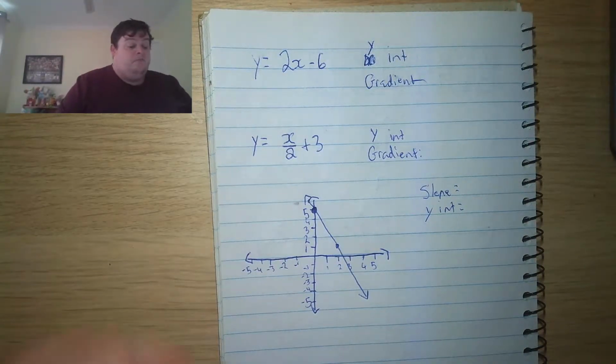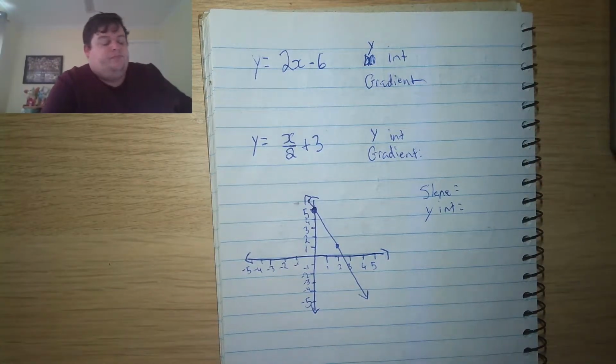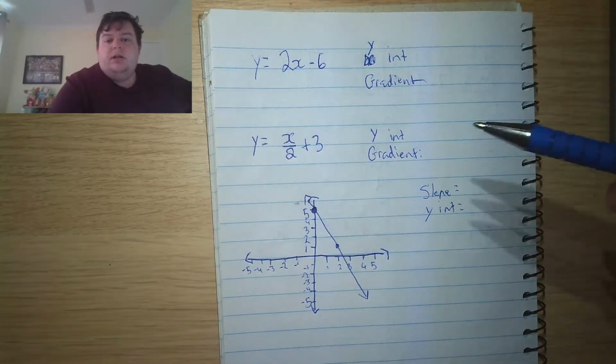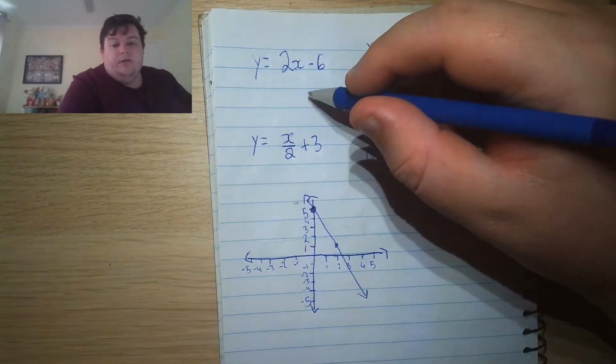Hey guys, what I'm going to do today is go over a couple of different ways to look at linear rules. In particular, we're looking for the y-intercept and the gradient. I'm going to be going over those two things. Let's say you're faced with an equation that looks like this one.